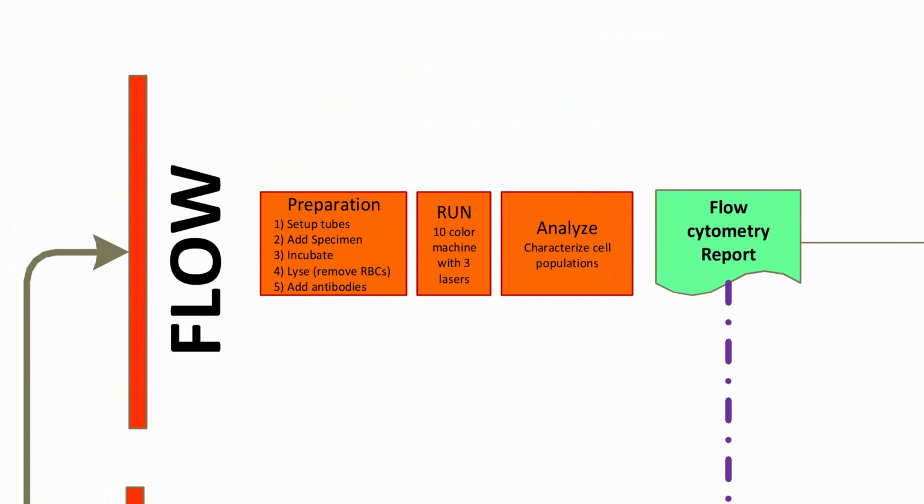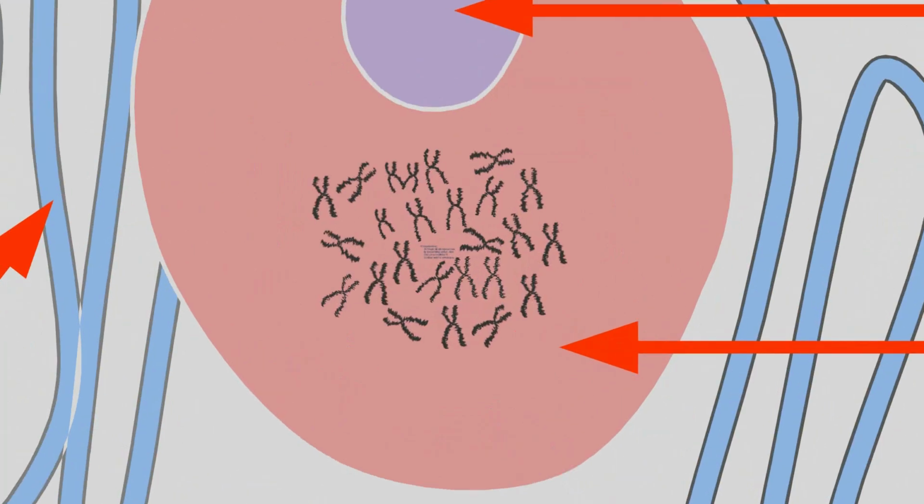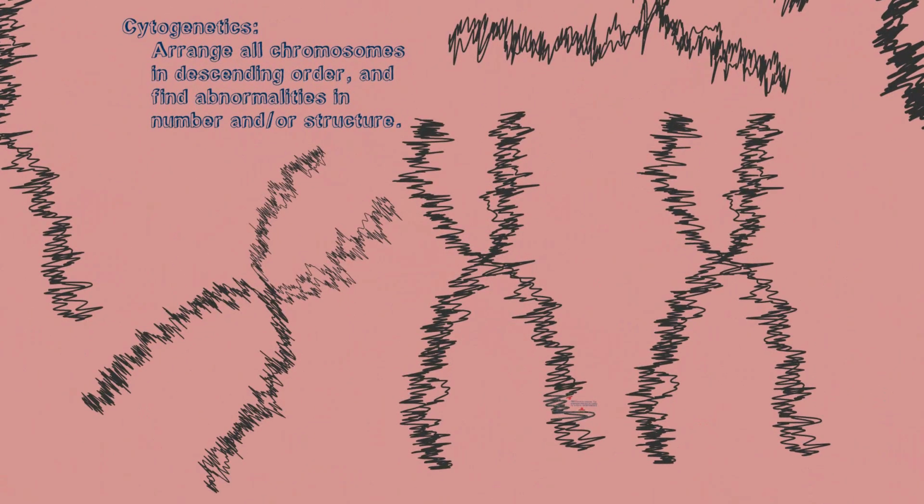Step 1 involves preparation, where tubes are set up in such a way to include specimens. They're incubated, red blood cells are removed, and antibodies are added. In step 2, those tubes are run on our flow cytometer to detect decorated cells that are now illuminated by antibodies. In step 3, from the machine we get data that presents characterizations of cell populations within a larger volume of tested cells. Now, if we move further into the cell towards the nucleus and study chromosomes, you're in the area of cytogenetics.